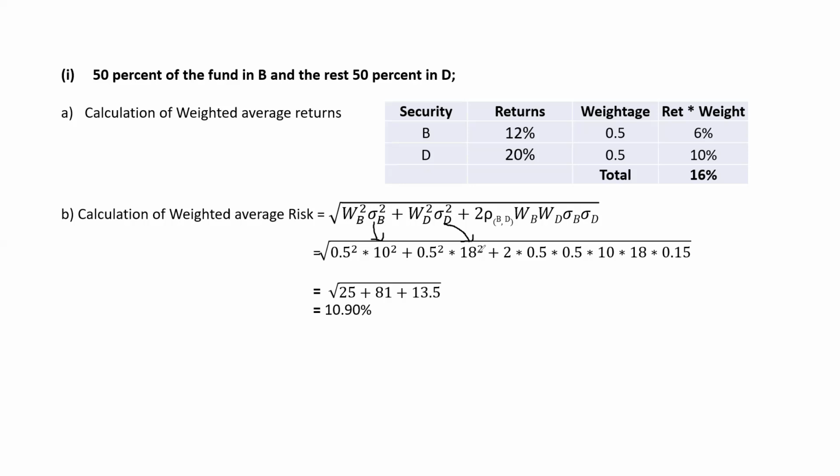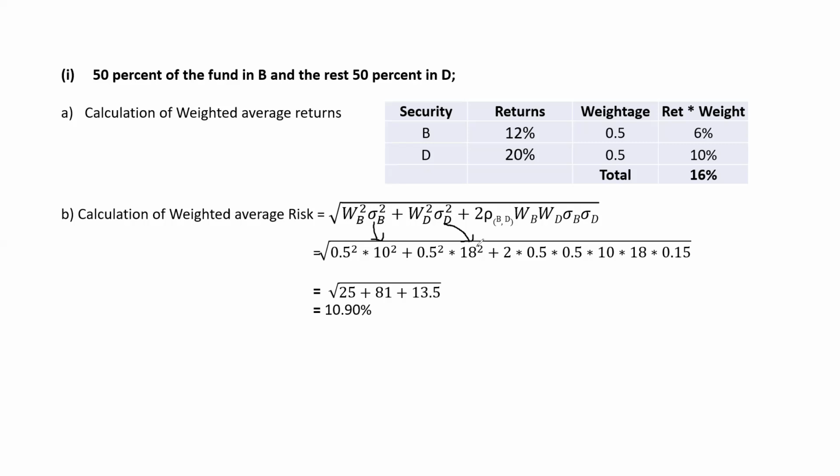And always it is good to take weightage in decimals only. So if you take 50%, the square will be 2,500. So that would be a very big figure. So better you take weightage in decimals. Just remember, you can just note down this point. Consider weightage in decimals.